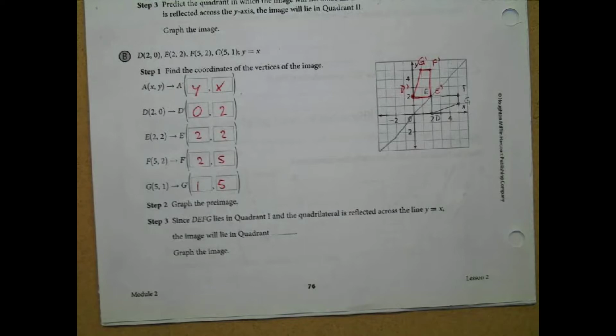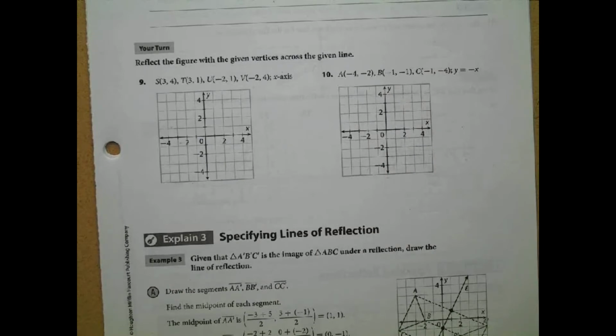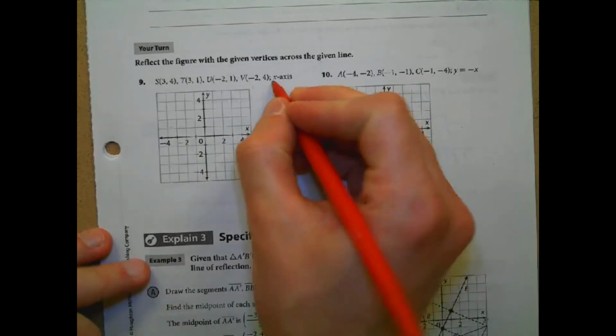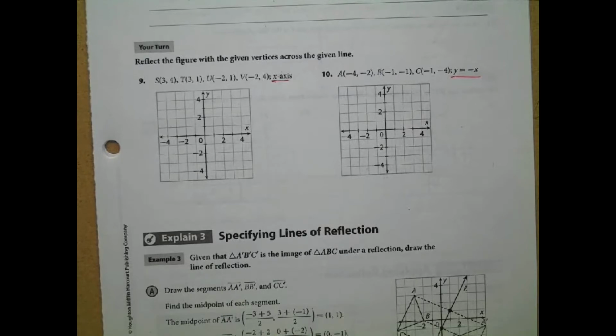Why don't you go ahead and try on page 77, 9 and 10. You have this one, where you're reflecting across the x-axis. This one, you're reflecting across the line y equals negative x. If you want to draw in your lines of reflection to help you, feel free. If you want to use the mirror, do it. If you want to use patty paper, do it. If you want to count, do it. You have 3 different options at least, so do whatever you want there. And I will do these as well.